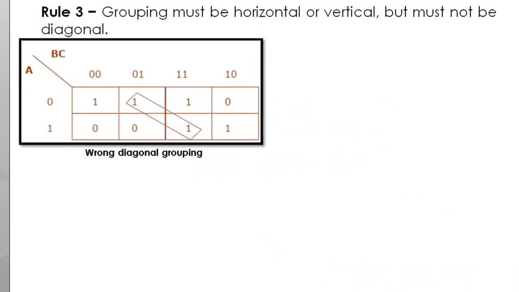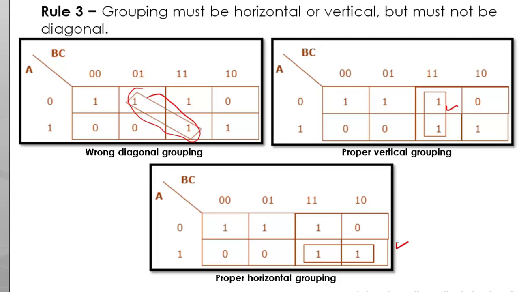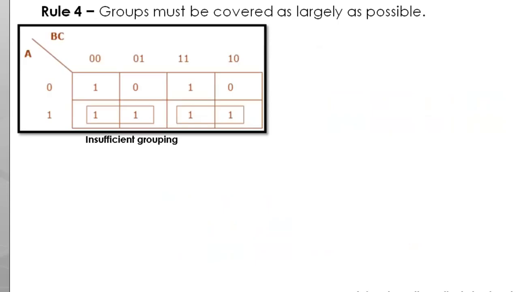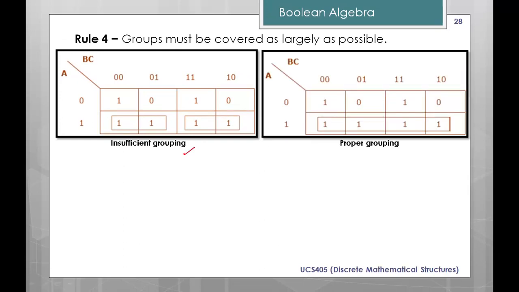Next rule, groups must be horizontal or vertical but must not be diagonal. Diagonal grouping is not allowed; you can see this is a diagonal grouping, so it is not allowed. This is allowed, and this is also allowed. This is a proper vertical grouping and this is a proper horizontal grouping. Next, groups must be as large as possible. This is an insufficient grouping because here we are making two groups, but this is the proper grouping because we make 4 ones in a single group.